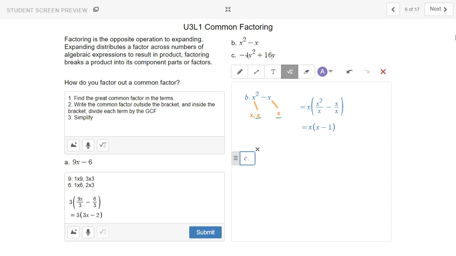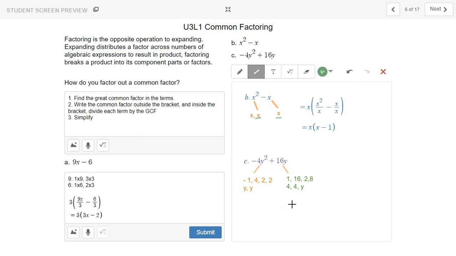Example C, negative 4y squared plus 16y. Now this time we have a term and a number that's common. Let's just write out all the possibilities. Negative 1 times 4, 2 times 2, and we have y times y. For the 16, we have 1 and 16, 2 and 8, 4 and 4, and 1y.